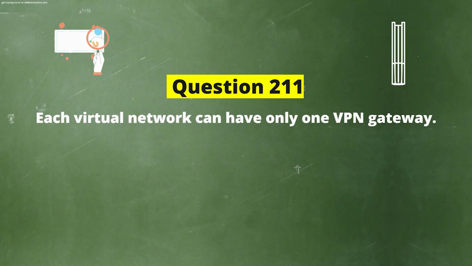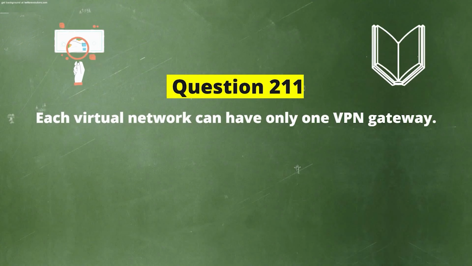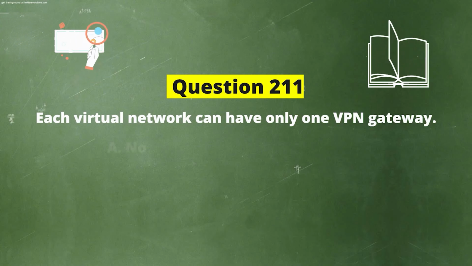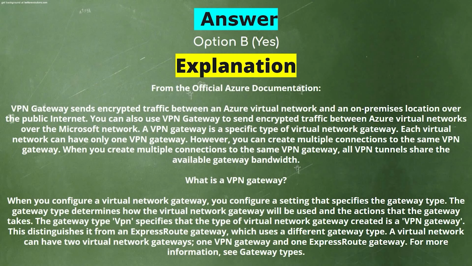Next question. Each virtual network can have only one VPN gateway. And the options are A. No, B. Yes, and the correct answer is option B. Yes. Explanation. VPN Gateway sends encrypted traffic between an Azure virtual network and on-premises location over the public internet. You can also use VPN Gateway to send encrypted traffic between Azure virtual networks over the Microsoft network.